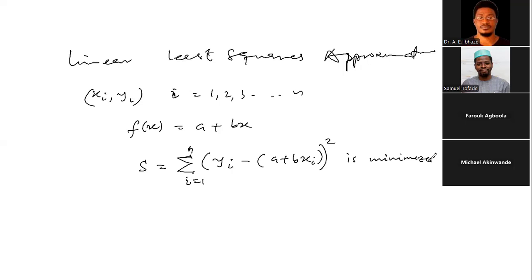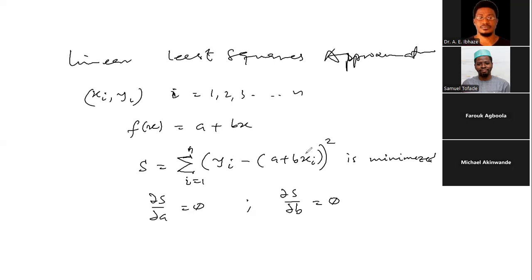For us to be able to evaluate a and b, we take the partial derivative of S with respect to a and b, and then set each to 0. So we want the partial of S with respect to a set to 0, and also the partial of S with respect to b, and set this to 0. Once we do this, we come up with a system of equations which we solve simultaneously to get the values of a and b. This is pretty straightforward.